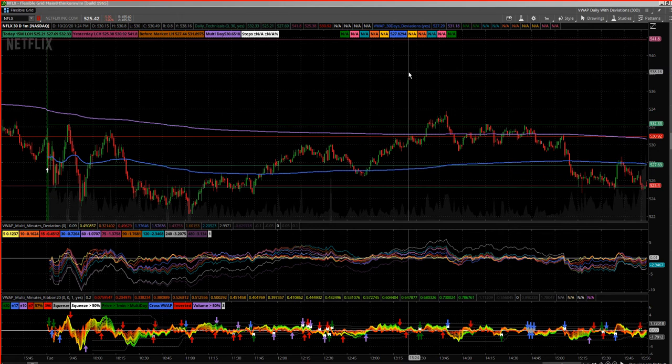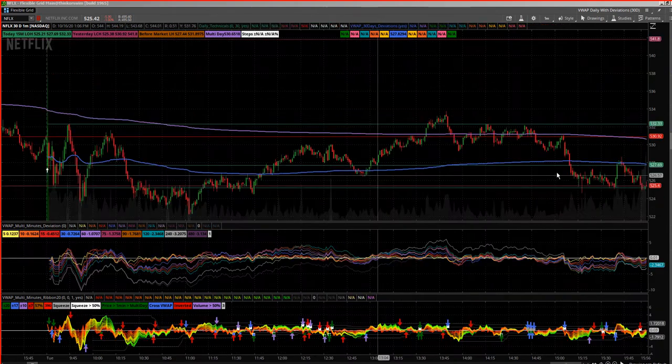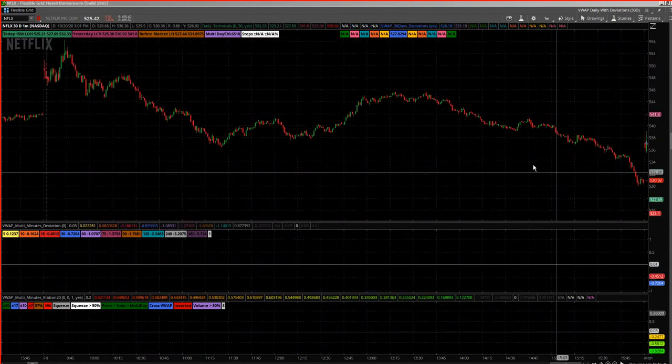So Netflix, just as a basis, had a few touches to the VWAP. Bounce here. Yeah.